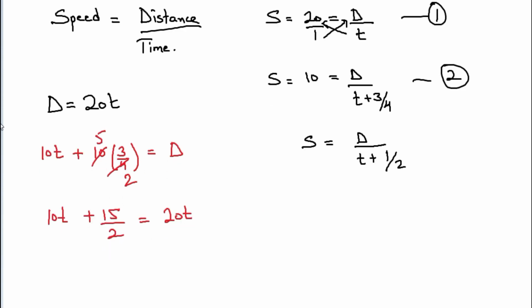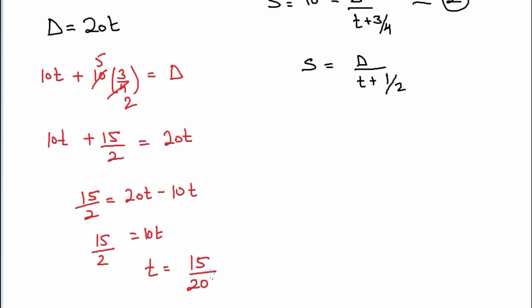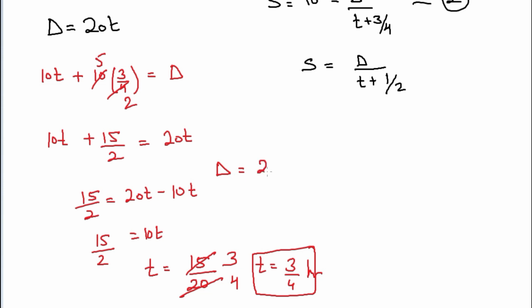Now you can bring 20 to this side in negative, or 10 to this side in negative. Better is to take 10 to that side in negative. So 20t minus 10t is just 10t, and this is 15 by 2. Now divide both sides by 10, and you get 15 by 20. Cancel it with 5: 5 threes are 15, 5 fours are 20. So time is 3 by 4 hours. Correct, t is just 3 by 4 hours. If t is 3 by 4 hour, you can find d. d is 20t, and t is 3 by 4. 4 fives are 20, so d is actually 15 kilometers.